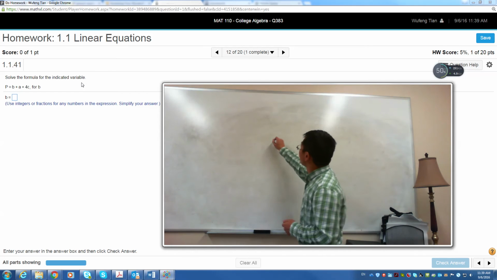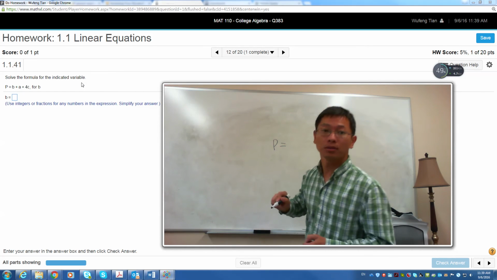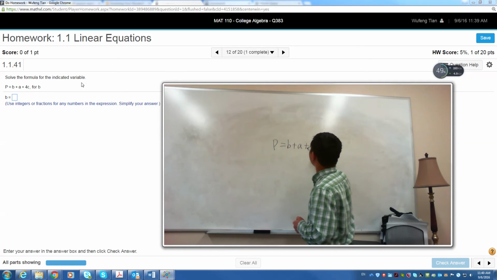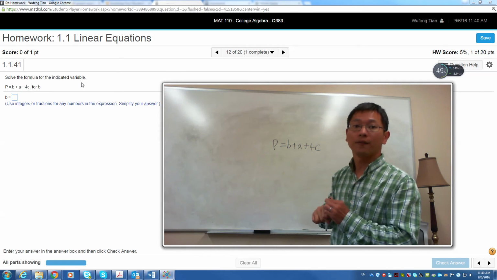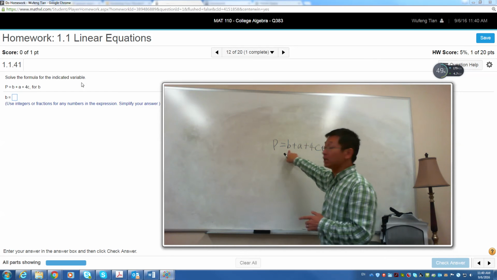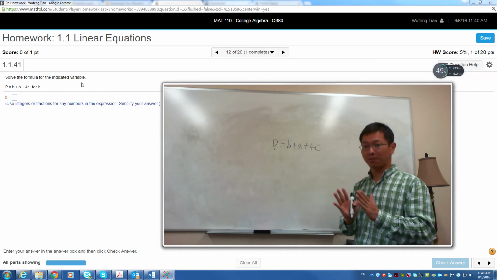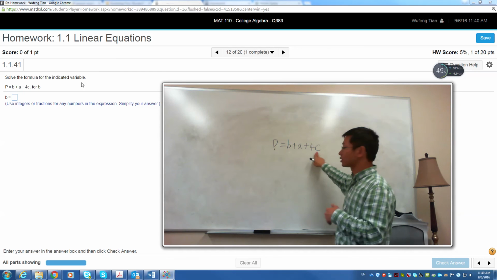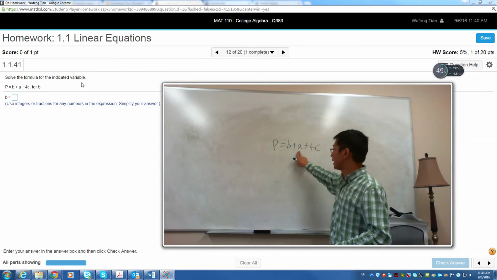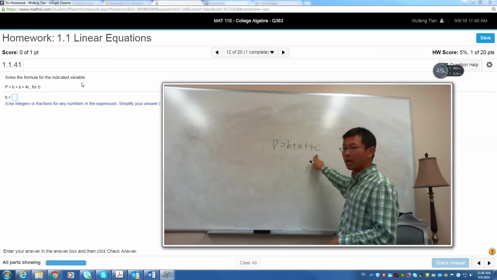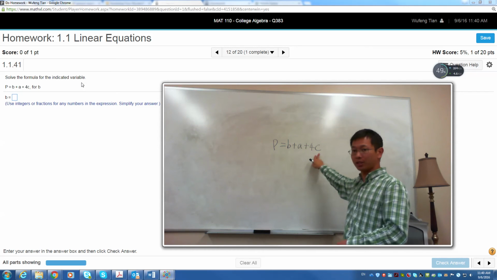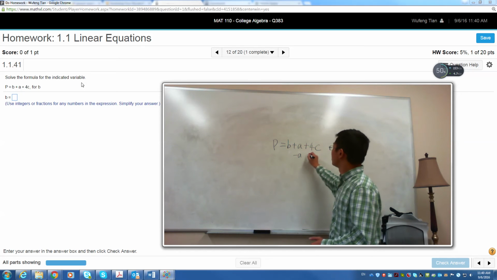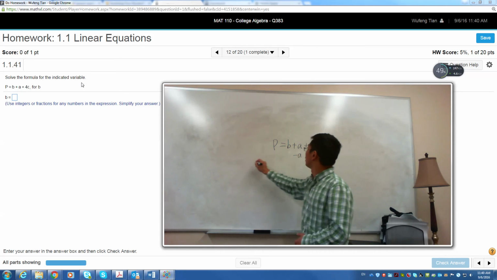So p equals b plus a plus 4c. If you have that, it's solve for b. Solve for b means isolate b. Okay, I want to isolate b. Everything else needs to go away. I need to get rid of a. I need to get rid of 4c. How do I get rid of a and 4c? Subtraction, because this is a plus. So I subtract a here, subtract 4c here.